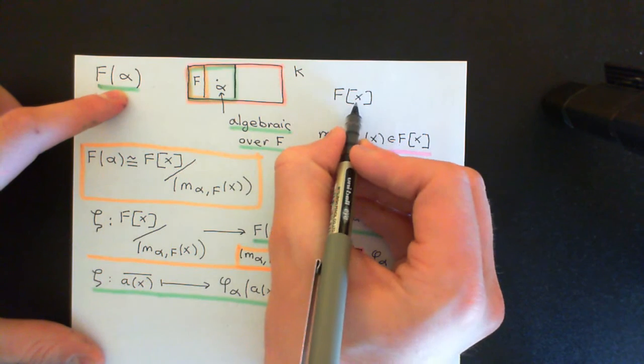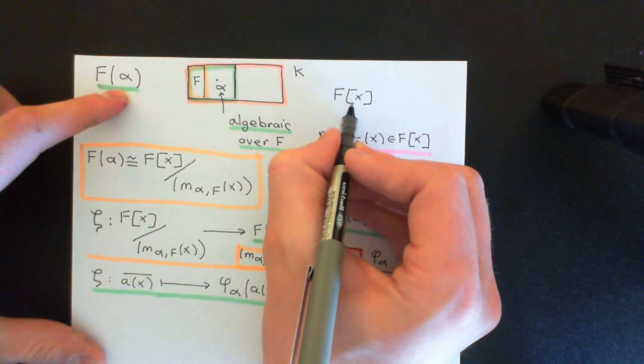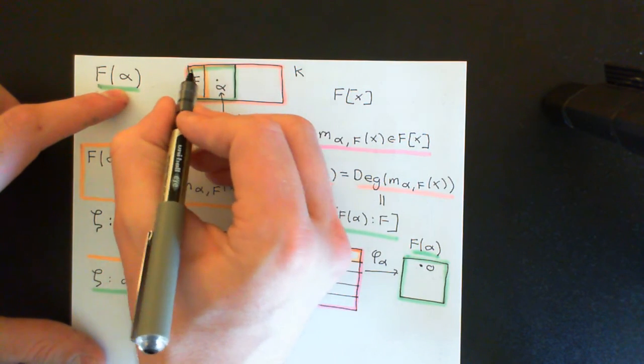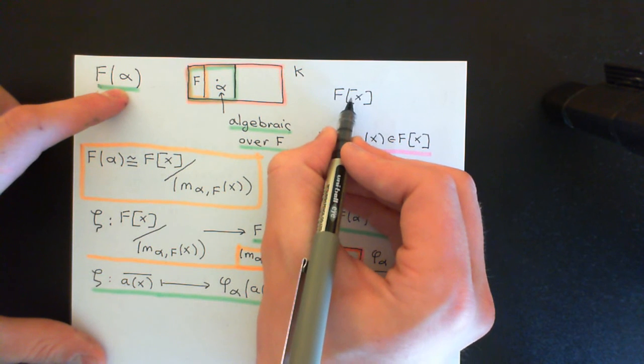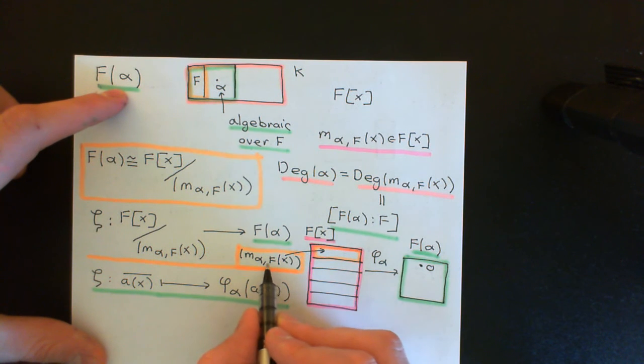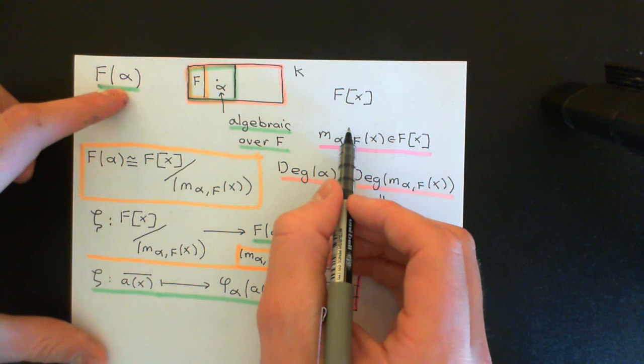So you go through every single polynomial in here, you evaluate them all at alpha, you get loads of answers that are in the field K. Loads of the polynomials will give you the same answer. So for instance, all of those in the principal ideal generated by the minimal polynomial of alpha over F will give you the same answer. They'll all give you 0, but loads of them will give you different answers as well.